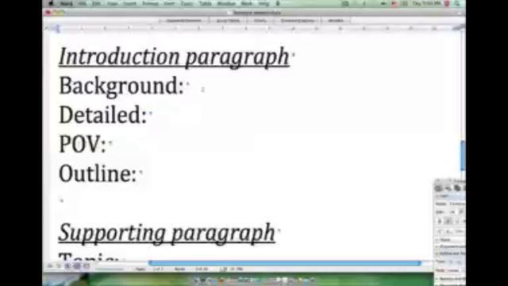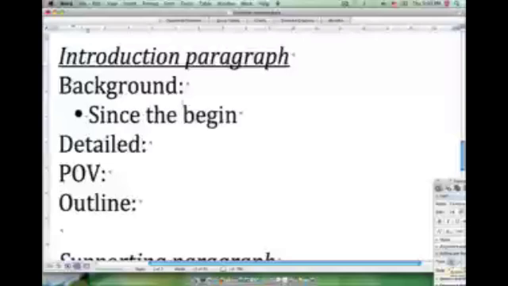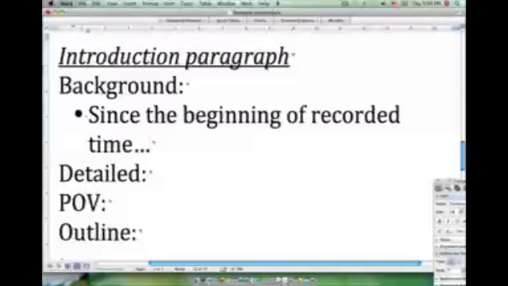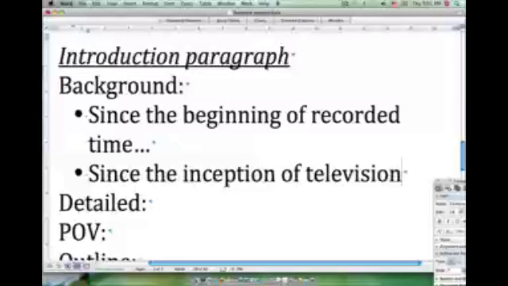Now, your background sentence, this is kind of one area that's similar between the two essay types. But a quick example could be something like, since the beginning of recorded time. Now, of course, this would be for a topic that is very old. But if we were talking about something a little bit more recent, perhaps violence on TV, we could write something like, since the inception of television, so since television was created. Good way to start our essay.